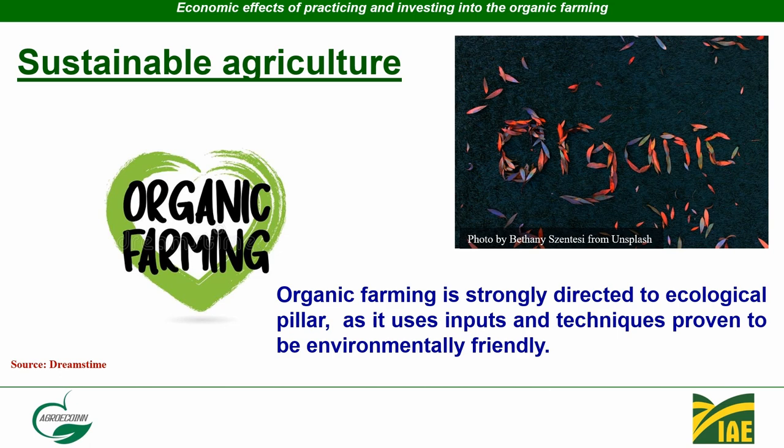By its definition, organic farming is strongly rooted in the ecological pillar of sustainability, as it uses inputs and techniques such as crop rotation, green manure and compost, or biological pest control that are proven to be environmentally friendly. Organic farming eliminates or strictly limits the application of certain inputs such as synthetic petrochemical fertilizers and pesticides, plant growth regulators, antibiotics, or genetically modified organisms, which makes production ambient vulnerable to cleanness of nature and food safety.